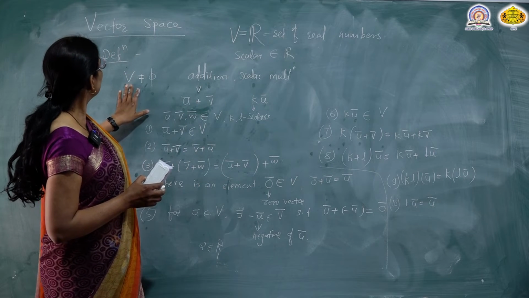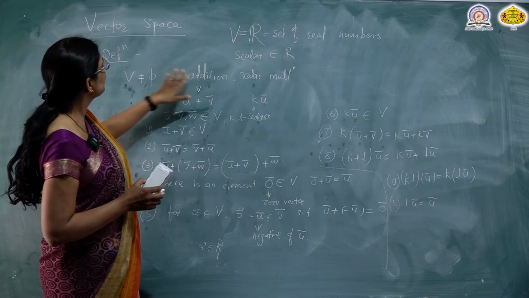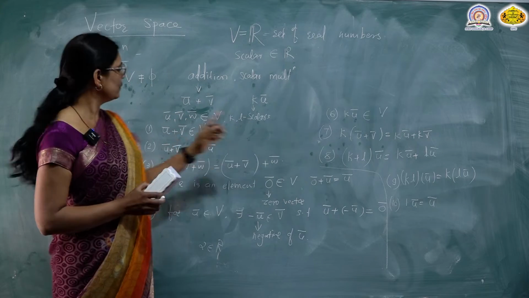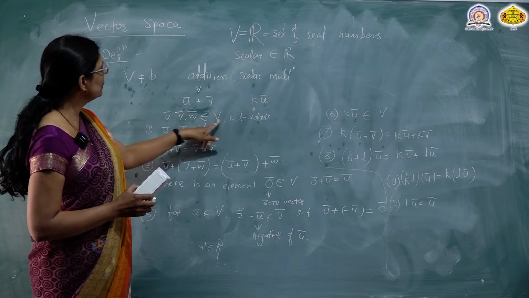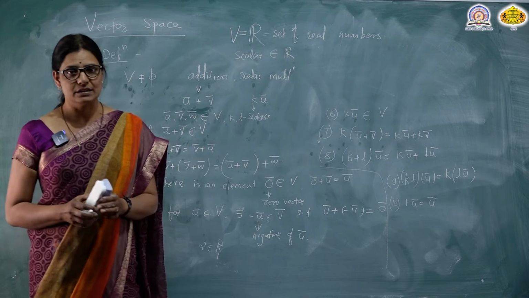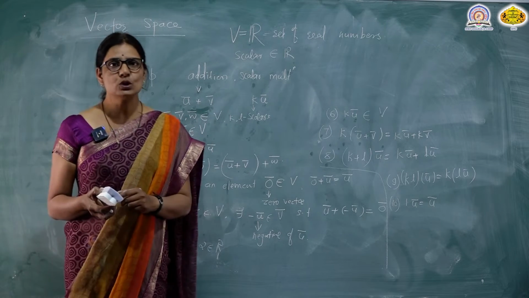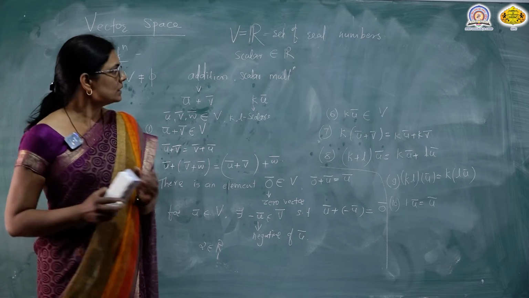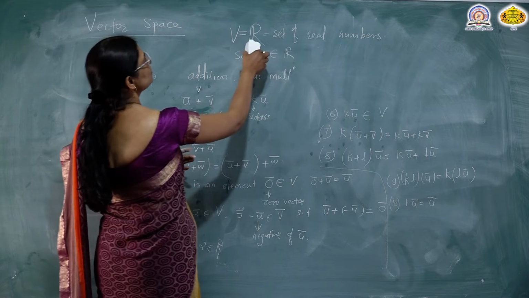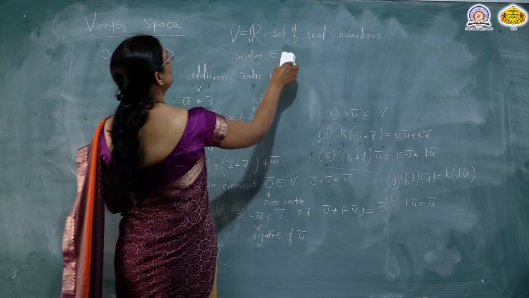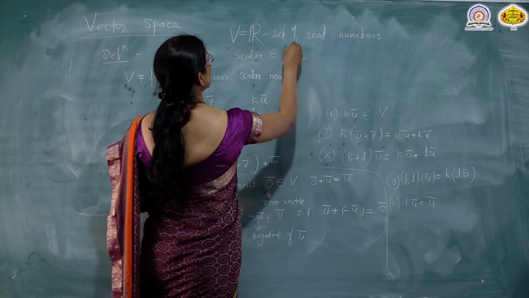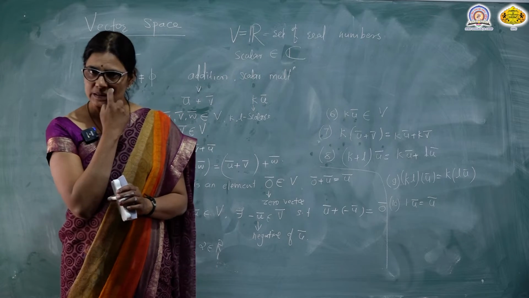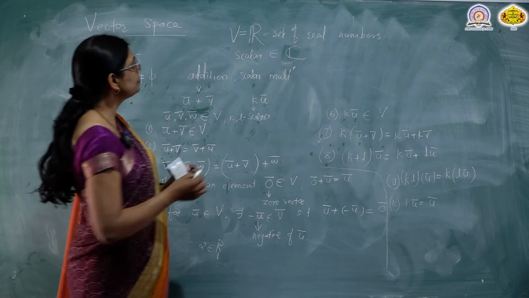So a set together with the two operations is a vector space if it satisfies all these 10 properties for all u, v, w belonging to V and k the scalars. But if any one property is not true, it is false, then we say that it is not a vector space. So consider the example, V is equal to R, the set of real numbers, and now we take the scalars from the complex numbers. Then what happens here?